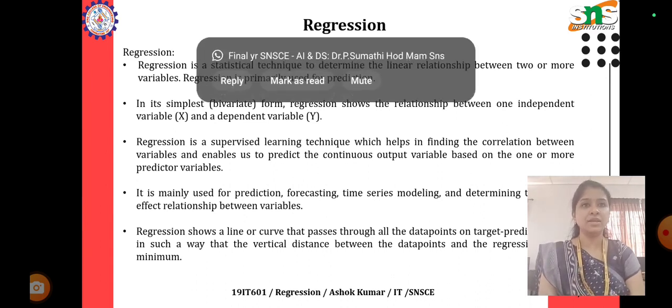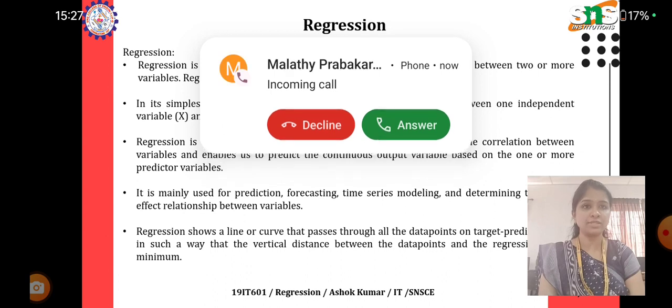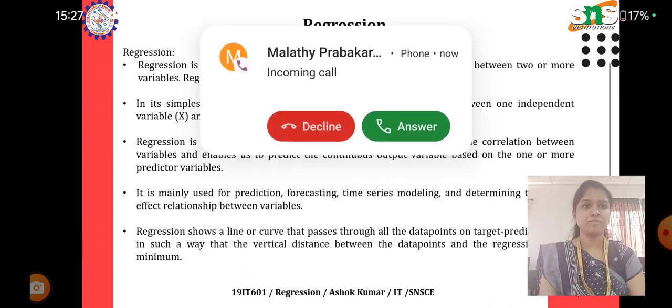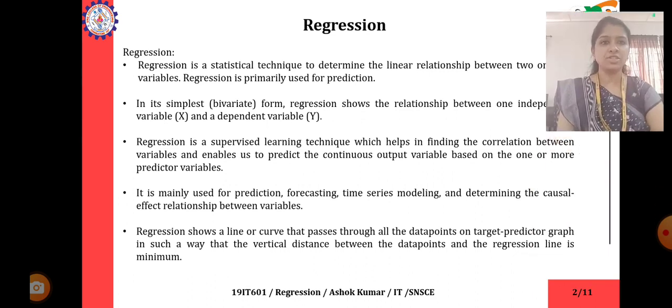Regression is a supervised learning technique which helps in finding the correlation between variables and enables us to predict the continuous output variable based on one or more predictor variables. It is mainly used for prediction, forecasting, time series modeling, and determining the causal effect relationship between variables. Regression shows a line or curve that passes through all the data points on the target predicted graph in such a way that the vertical distance between the data points and the regression line is minimal.